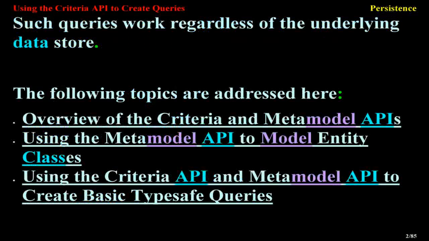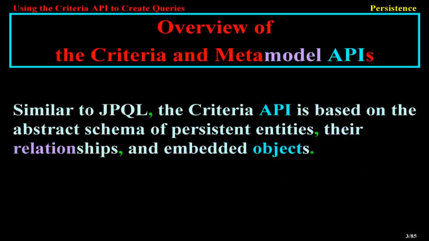The following topics are addressed here: an overview of the Criteria and Metamodel APIs, using the Metamodel API to model entity classes, and using the Criteria API and Metamodel API to create basic type-safe queries. Overview of the Criteria and Metamodel APIs.